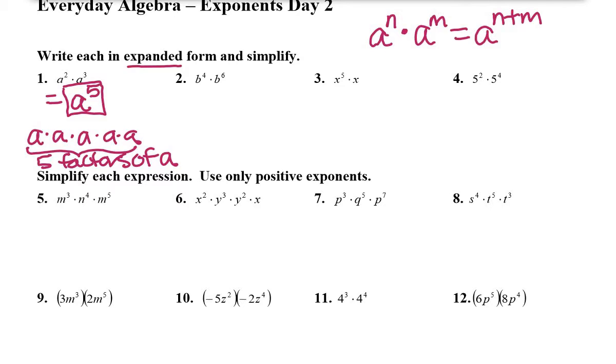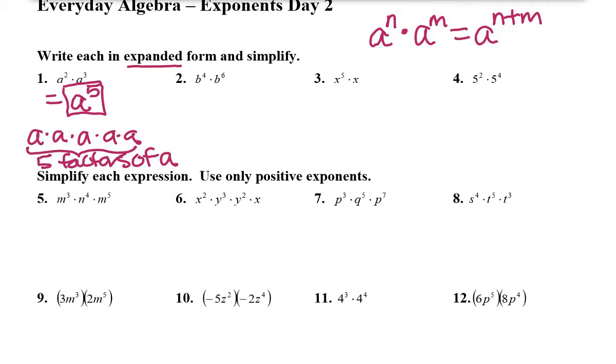So the reason we have these shortcuts, though, is so that we don't have to expand everything out all the time, especially if our exponent is a big number like 100. I don't really want to write 100 a's expanded out. I would rather use the shortcut by adding the exponents. So that is kind of the whole point of doing this, is to simplify things, but in a quicker, easier way. Next, I'll do one that has multiple variables.